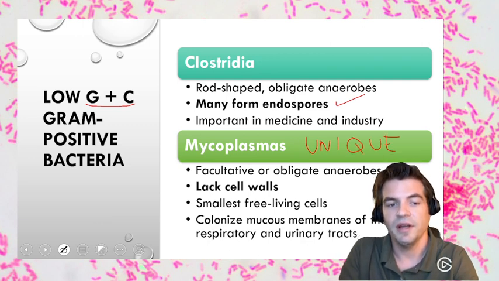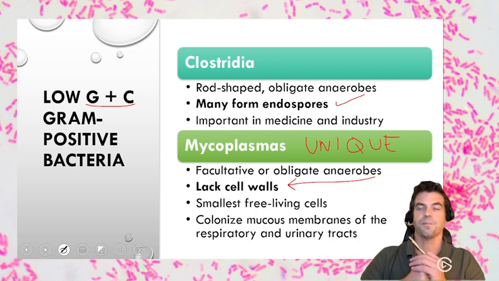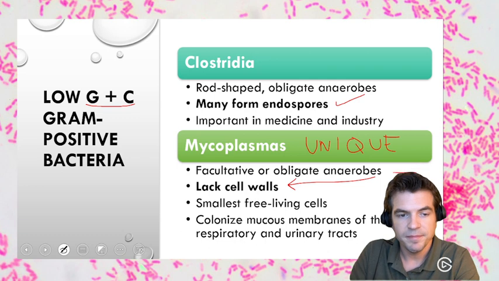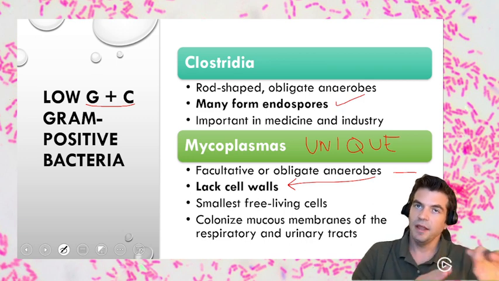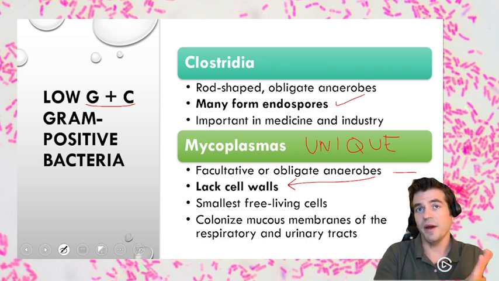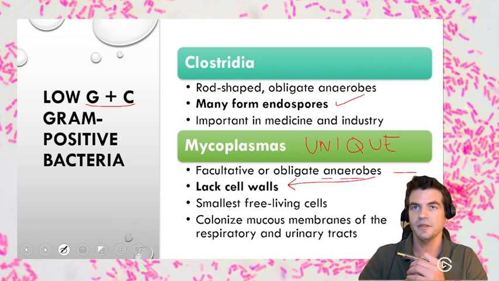They do not have a cell wall. And most of them do not like oxygen. So obligate anaerobe, we'll see, they tend to live without oxygen. That's what this means. Anaerobes are living without oxygen. They're the smallest free living cells.